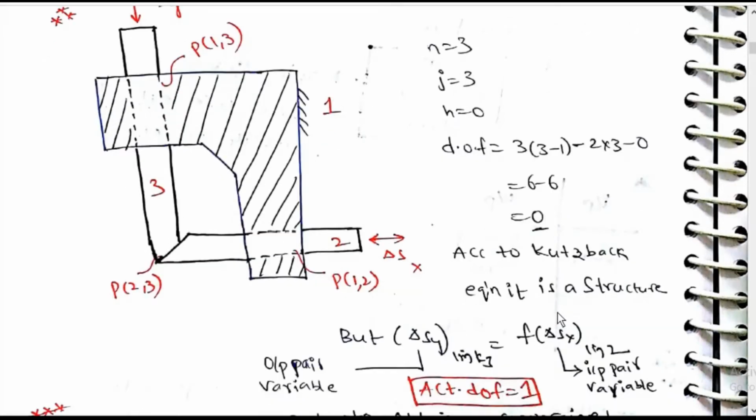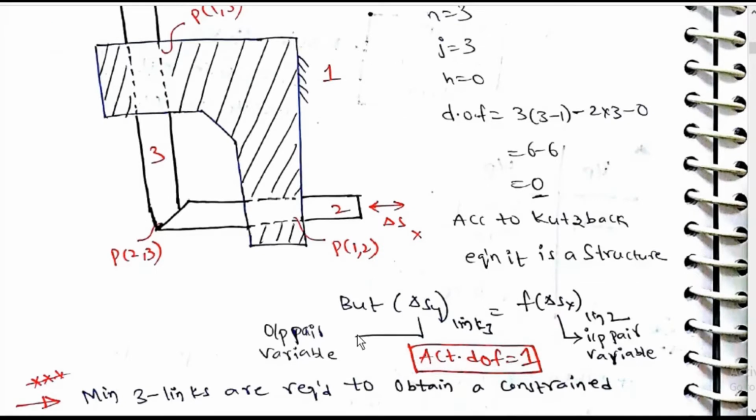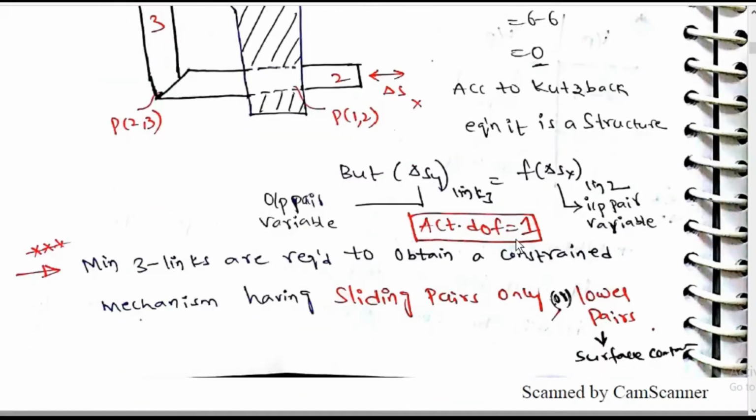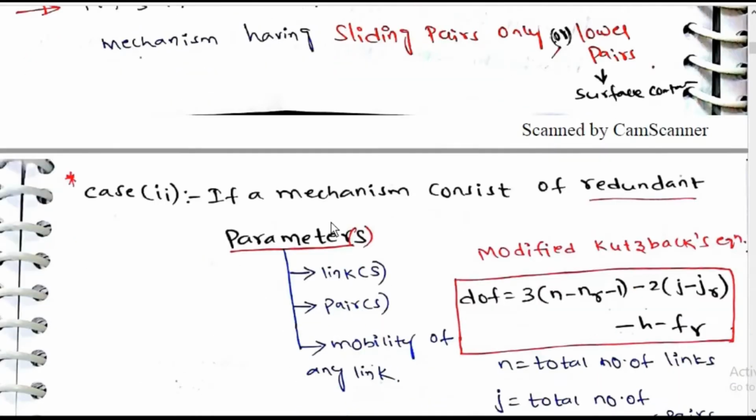According to Kutzbach equation, it is a structure. But delta Sy of link 3 is equal to a function of delta Sx of link 2: output pair variable, input pair variable. Actual degrees of freedom is equal to 1. Minimum 3 links are required to obtain a constrained mechanism having sliding pairs only, or lower pair surface contact.